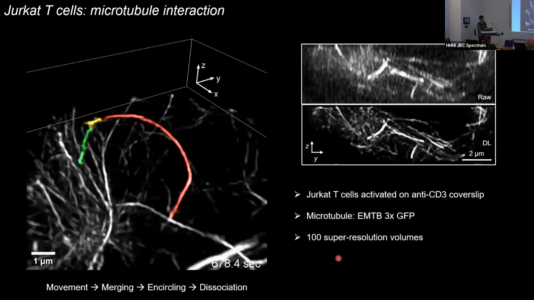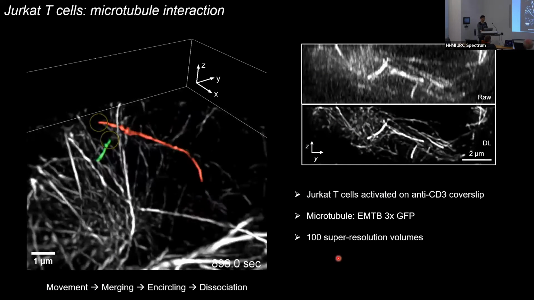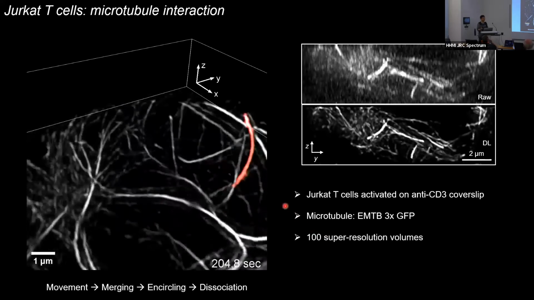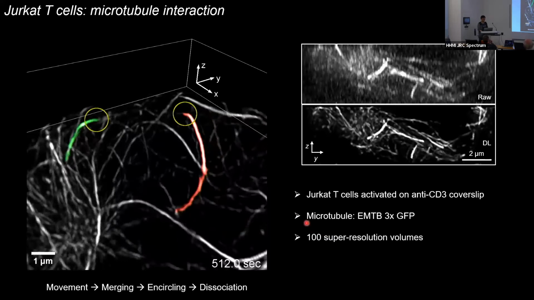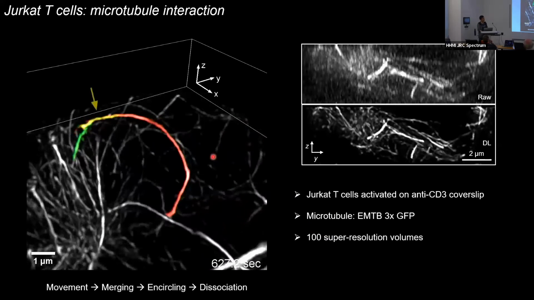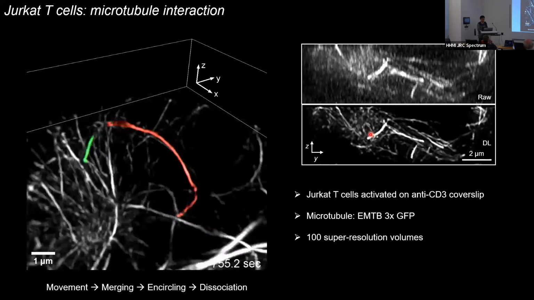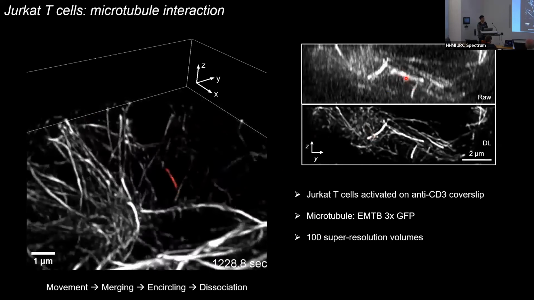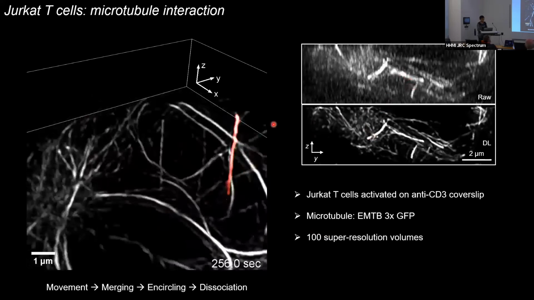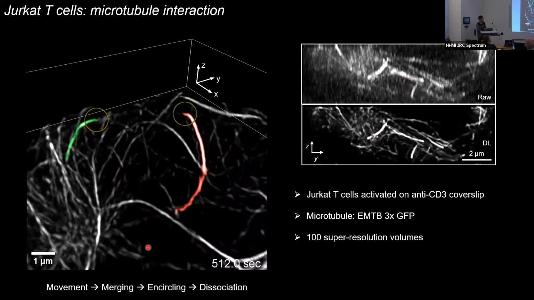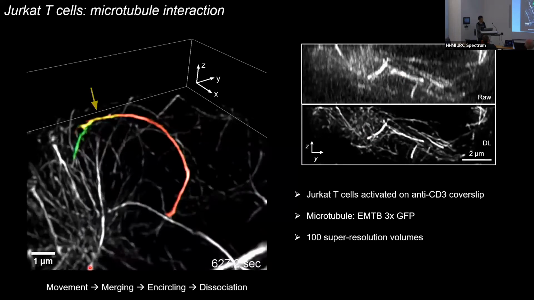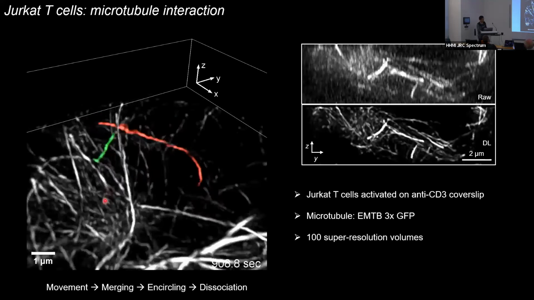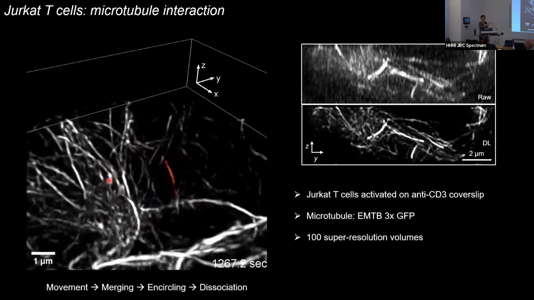Here we investigated the microtubule dynamics in live Jurkat T cells. This Jurkat T cell has already been activated on CD3 coated antibody. The deep learning prediction revealed the finer details right here, and the small filaments, compared with the raw 3D SIM reconstruction, which is just terrible. Over 100 time points, we can observe a phenomenon: the movement of two microtubules, merging together, encircling, and finally living together.